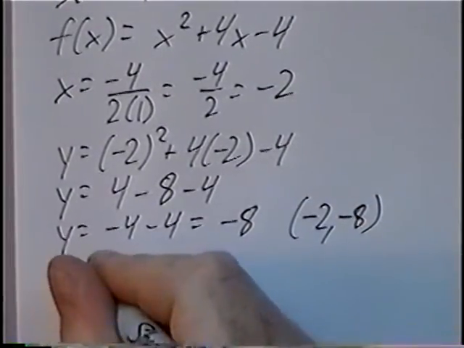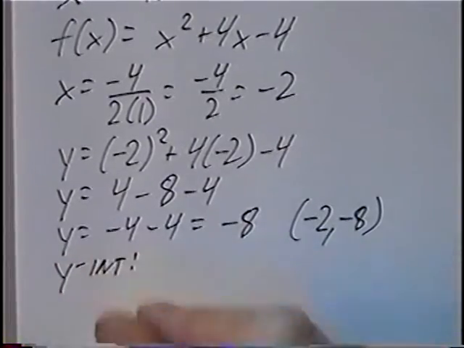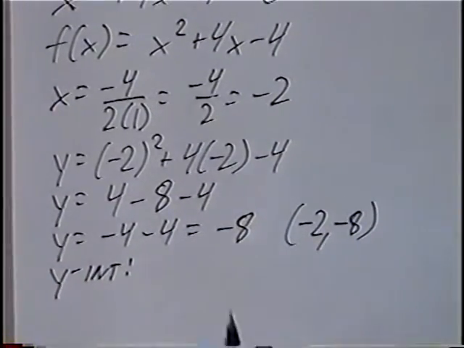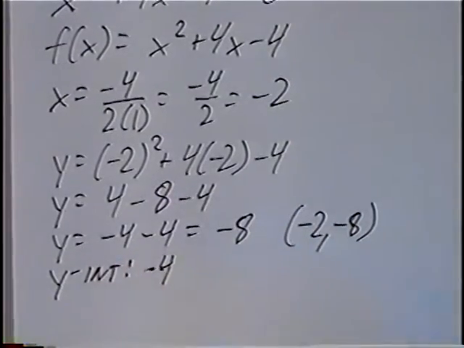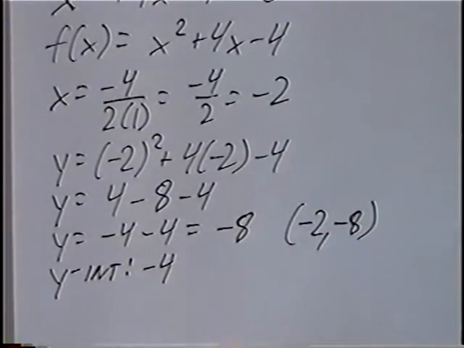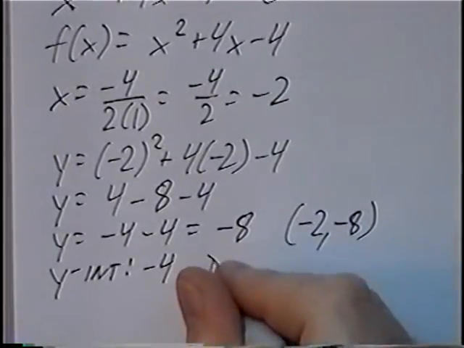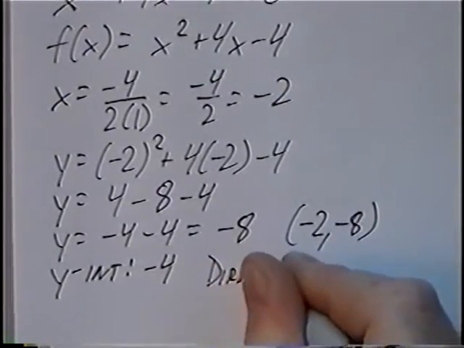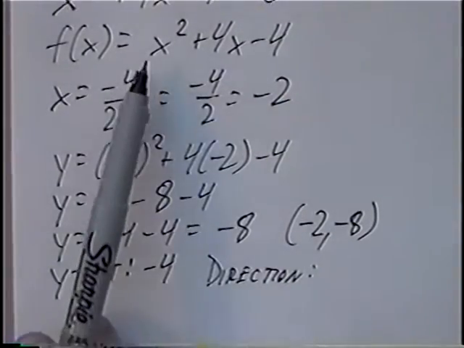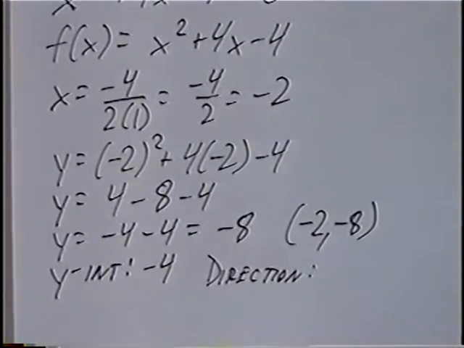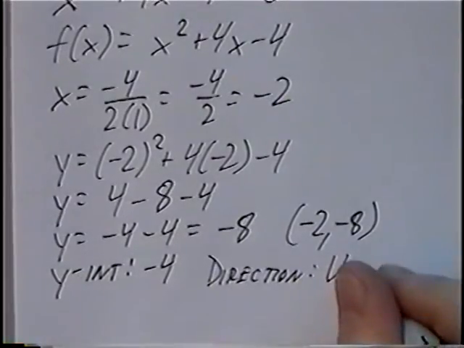The y-intercept we can also find. It is the c value in the equation we're graphing, the last number, which is -4. So the y-intercept is at -4. We can also find the direction. Looking back at the equation, we have a positive x squared, so a is greater than 0, so the direction would be up.